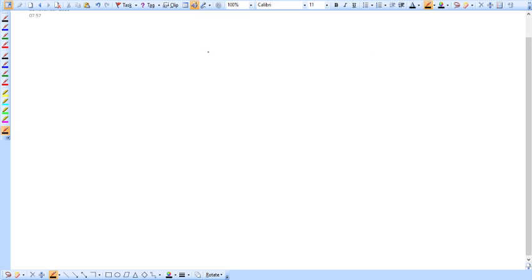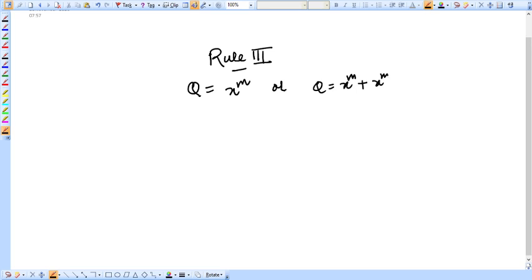Let us come to rule 3 now. In this, Q is equal to x raised to power m, or some polynomial in x. Q might be equal to x^m plus x^(m-1) up to so on, x plus 1, multiplied by some constants a1, a_(m-1), and a0. This sort of polynomial can be there. So I'm going to tell you in this video how we are going to solve such a particular integral.